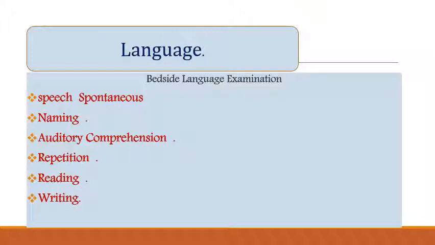To assess language, we assess these items. Spontaneous speech: I ask the patient to speak freely and fluently about anything. Naming: I show the patient different items and ask him to name them. Auditory comprehension: I give the patient orders and assess if he can understand them or not. Repetition: I ask the patient to repeat words after me. Reading and writing: I ask the patient to read a piece of paper, and to write sentences following me.